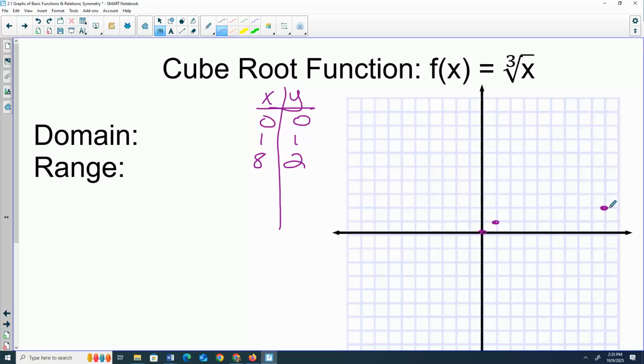Can you do the cube root of negative numbers? Yes, you can't do the square root, but we can do the cube root. Because when we cube negatives, you still get a negative. So the cube root of negative 1 is negative 1. Cube root of negative 8 is negative 2. So the cube root is like our cube function flipped on its side. It's a sideways chair.